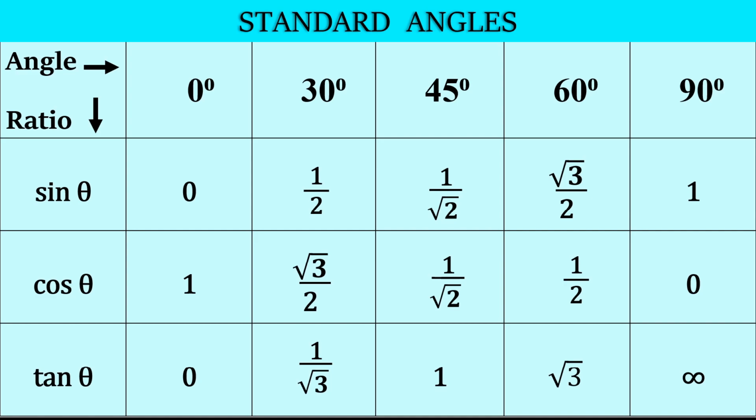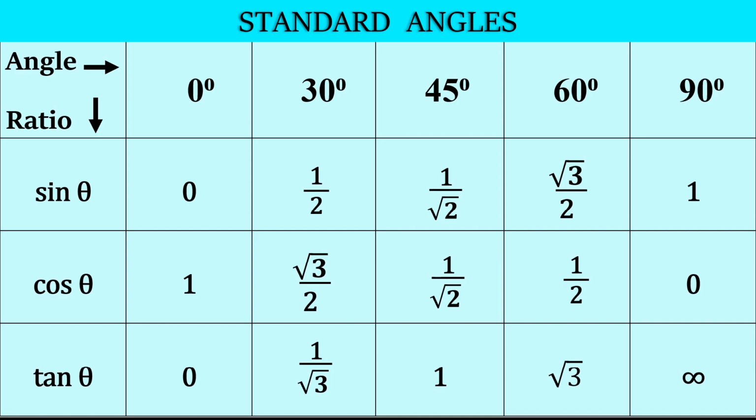And cos values, if you remember, are in the reverse order of sine values. So cos 0 degree is 1, cos 30 degree is root 3 by 2, cos 45 degree is 1 by root 2, cos 60 degree is 1 by 2 and cos 90 degree is 0.